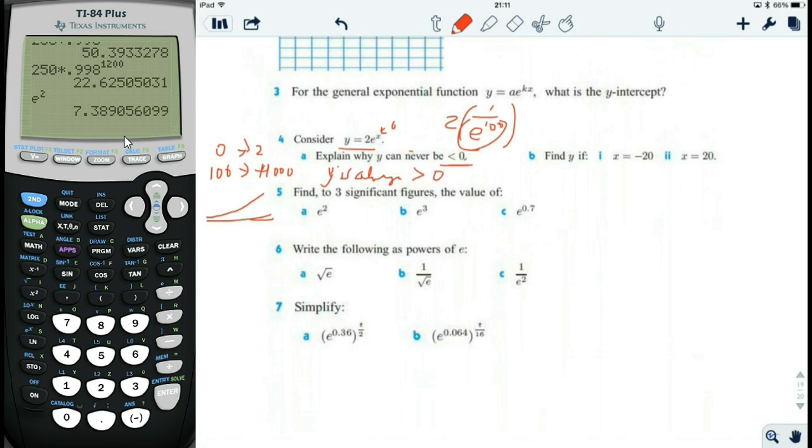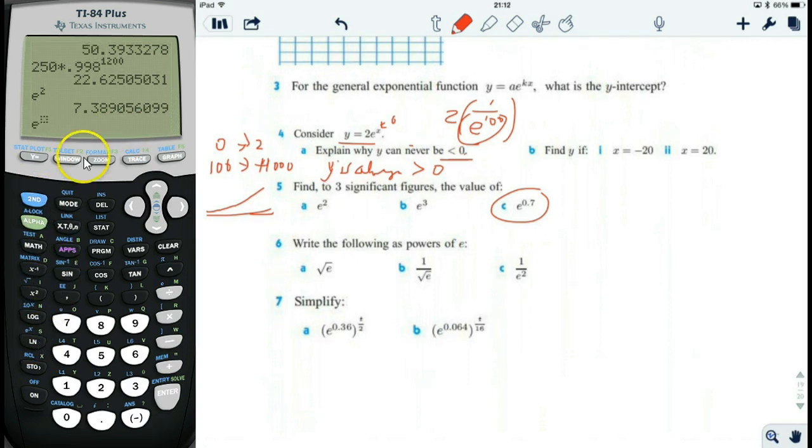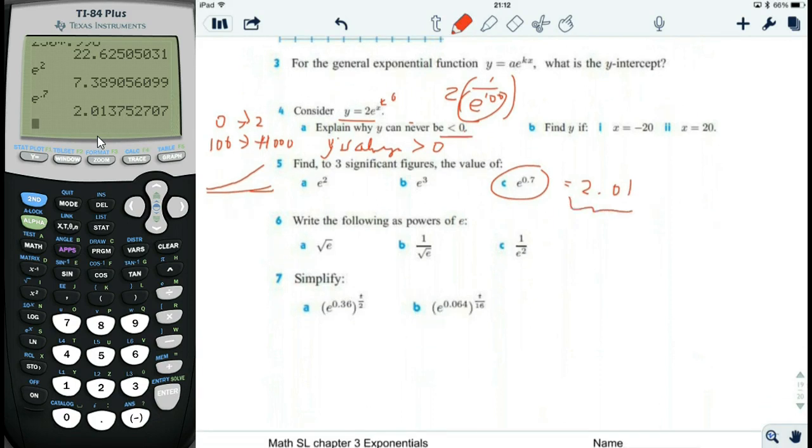Okay. Now, let's take one of these problems like this. Obviously, you're not going to do this without a calculator. How do we do it? Well, we just showed you that to do an exponent e, you do second log, and then you put any number here. So even if it's a fraction or a decimal, no problem, the calculator can figure it out. So that's about equal to 2.01. And that's 3 significant figures, you see. 1, 2, 3 significant figures.